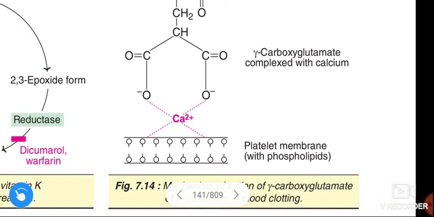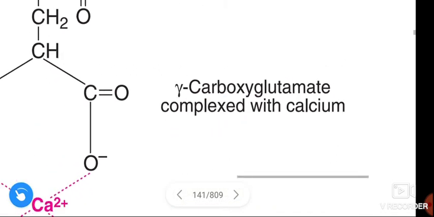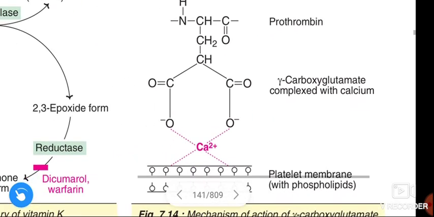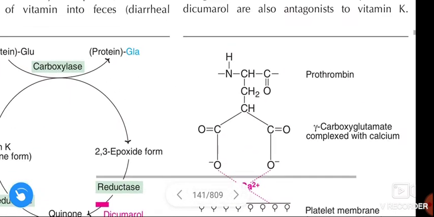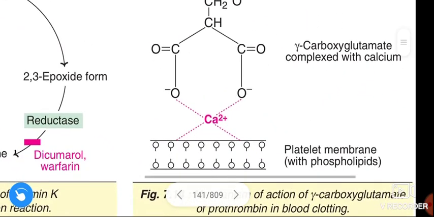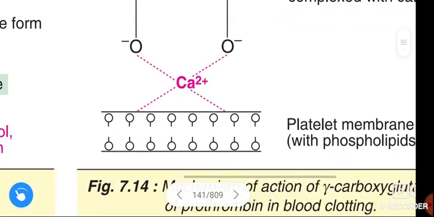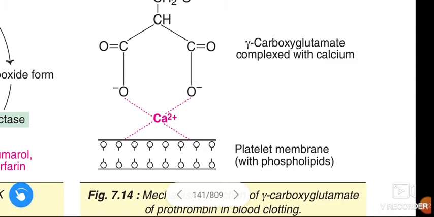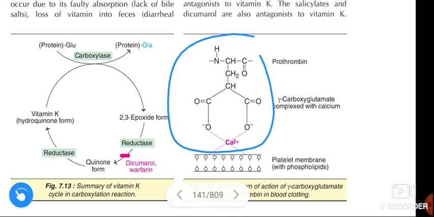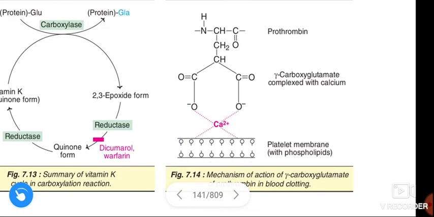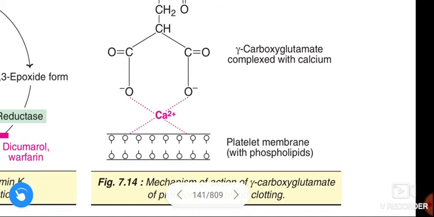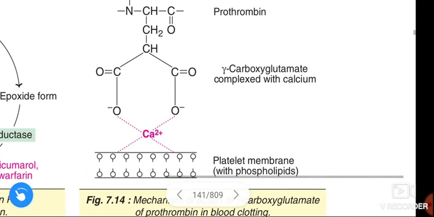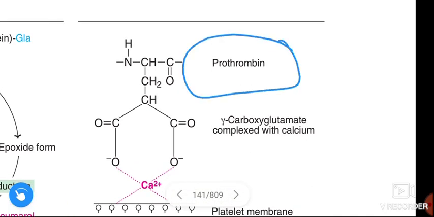This complex, gamma carboxyglutamate complexed with calcium, binds with the phospholipids that are present on the platelet membrane, and this reaction increases the conversion of prothrombin to active thrombin.